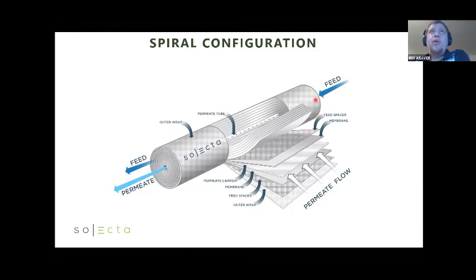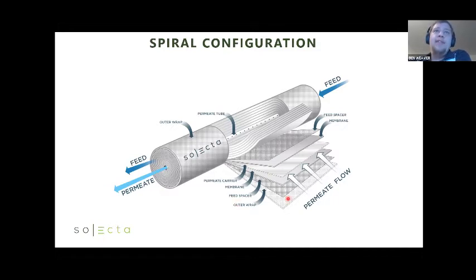And also the point of the high feed flow is to keep the paint solids and any other potential foulant in solution. Basically, we don't want them deposited onto the membrane. We want to keep them in motion while they're going through the element. Then the clean water will go through the membrane, collect on the permeate spacer, spiral wound to the permeate tube, and then out of the top of the element.